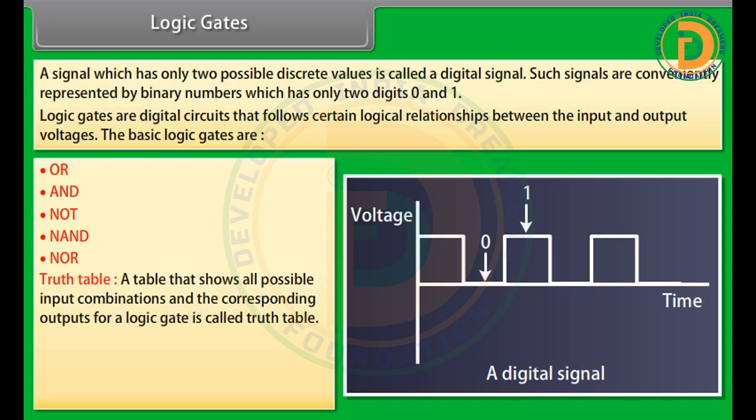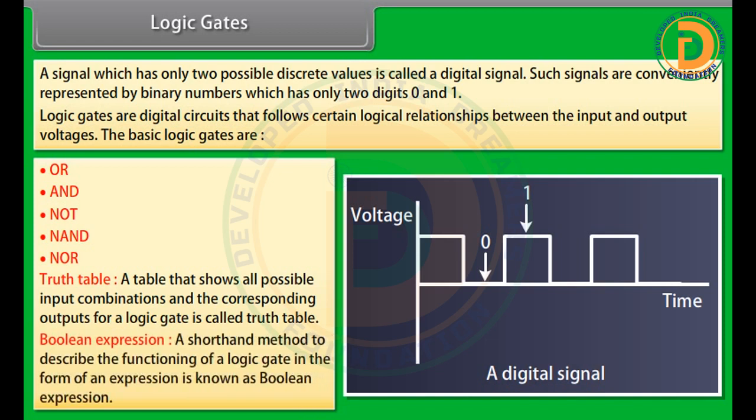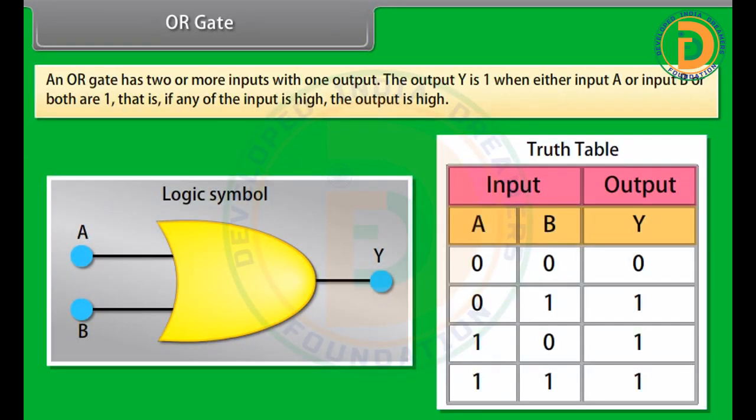Truth table. A table that shows all possible input combinations and the corresponding outputs for a logic gate is called a truth table. Boolean expression. A shorthand method to describe the functioning of a logic gate in the form of an expression is known as a Boolean expression. OR gate. An OR gate has two or more inputs with one output. The output Y is 1 when either input A or input B or both are 1. That is, if any of the inputs is high, the output is high.